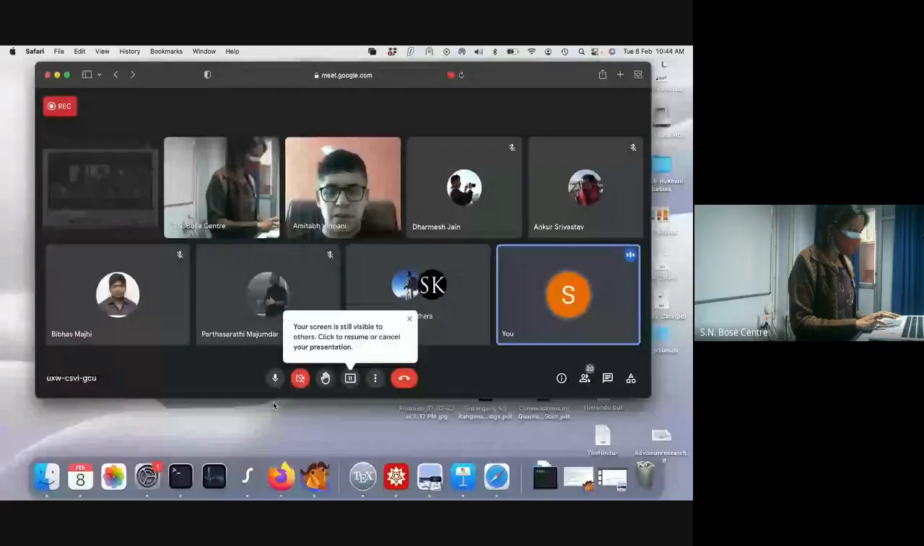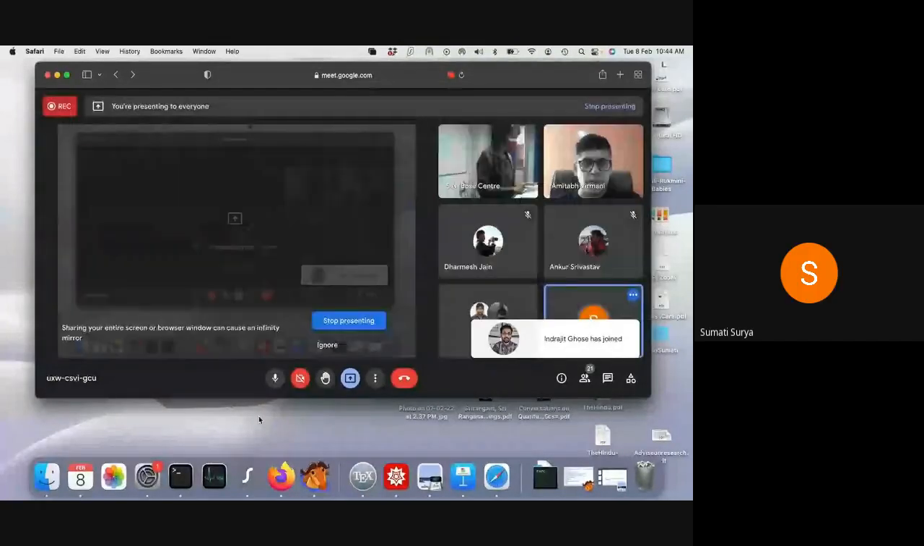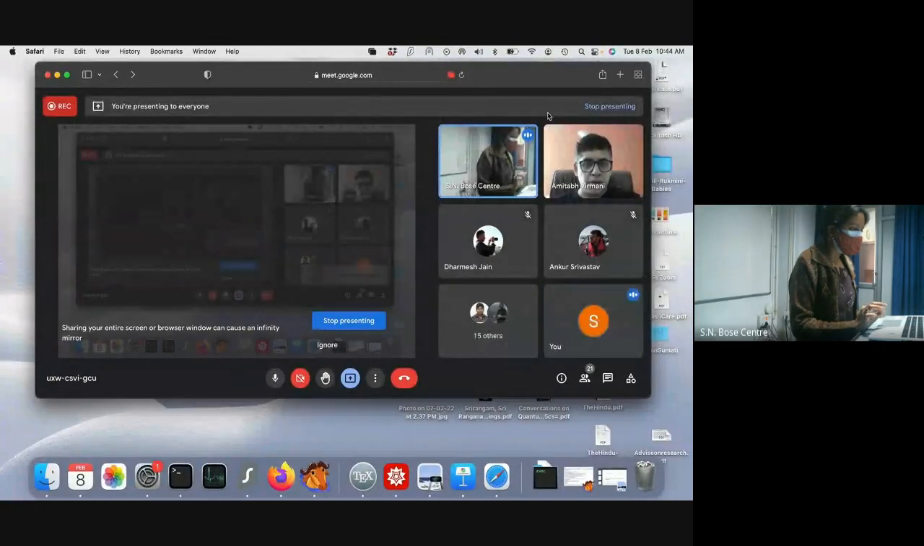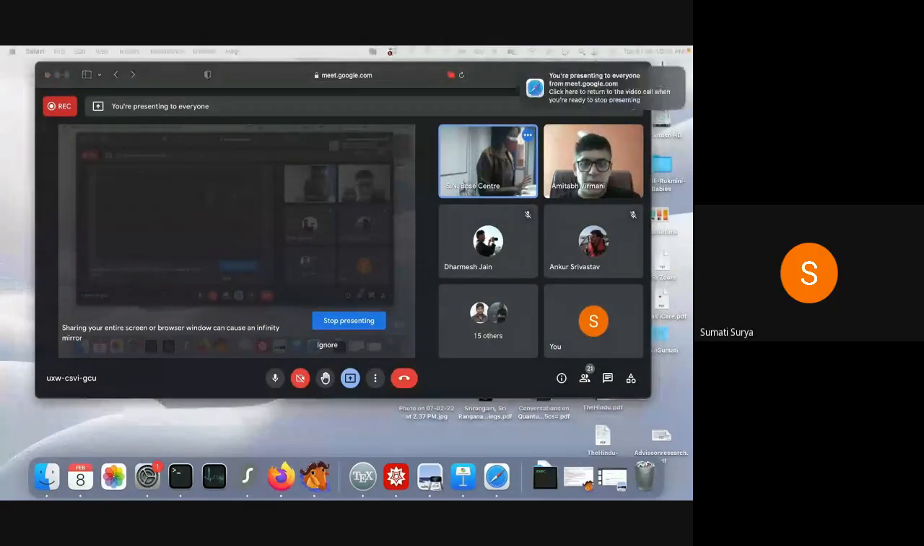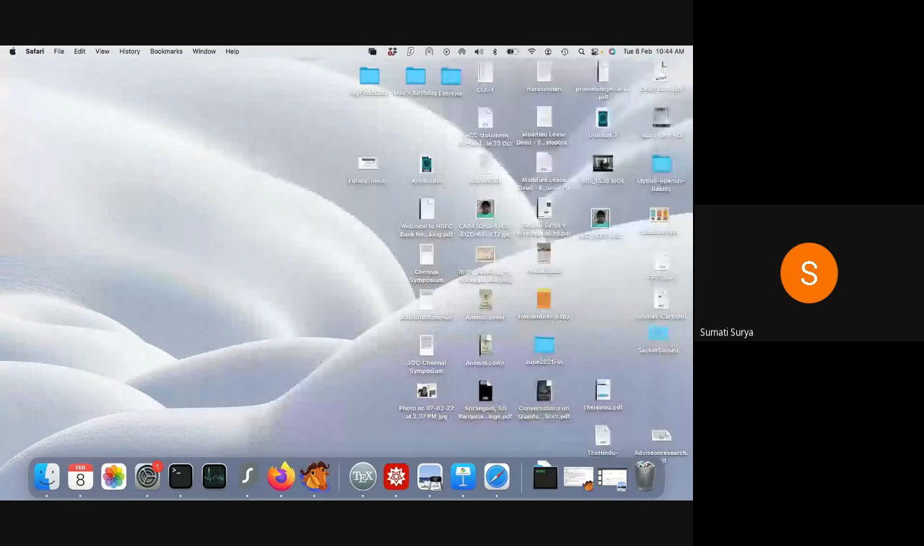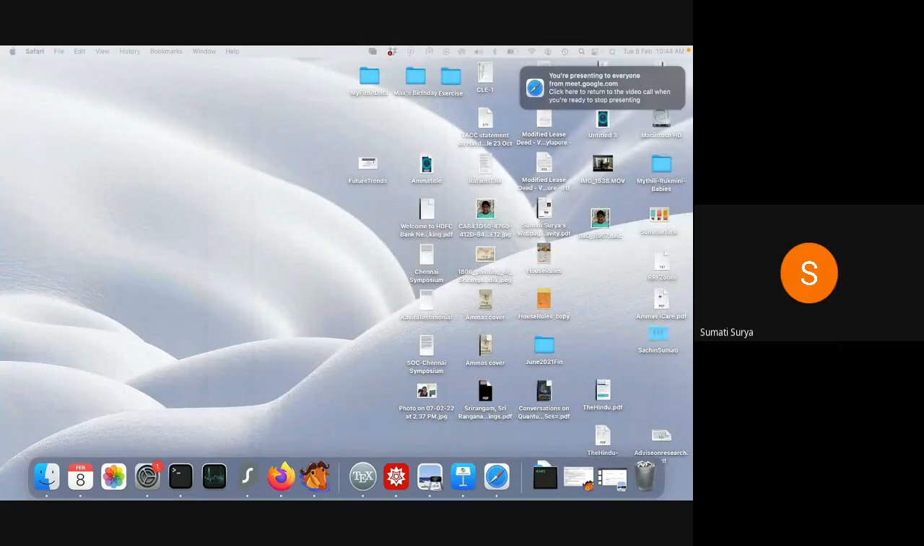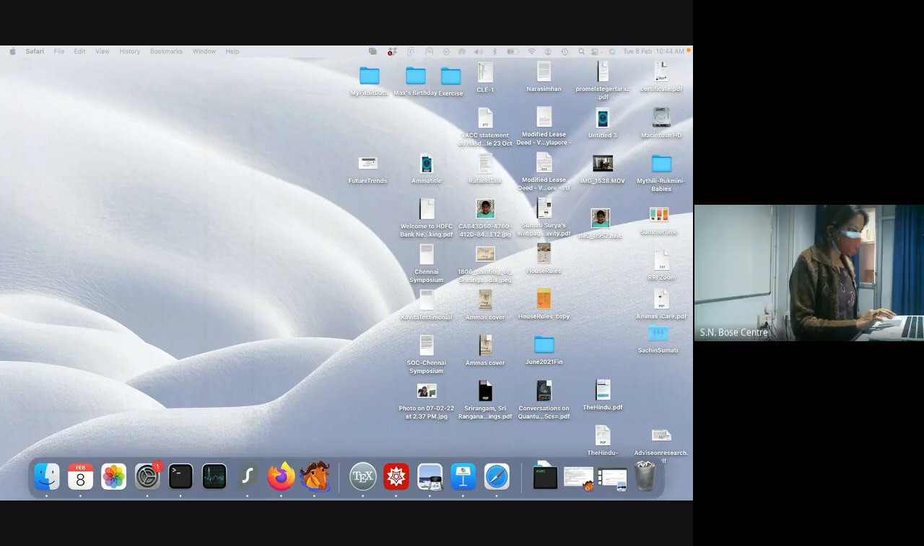You have to click on the present now option, select your entire screen, and just open the window which you want to share. Okay, let me just try. Let me see what this gives me, which screen it gives. You have to just open your slide. Let me try to see whether I can do this now. Okay. Can you see this screen? Yes, yes. Now open your slide. Only that slide will be visible, nothing else.